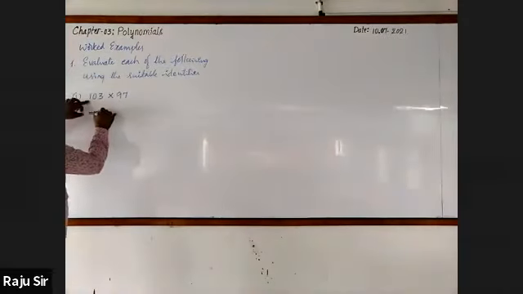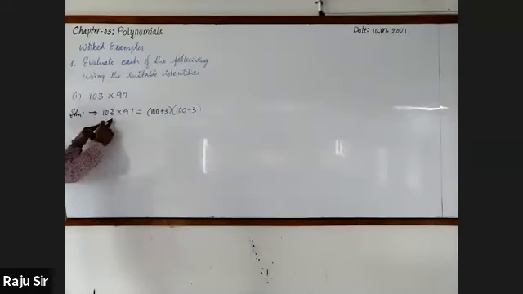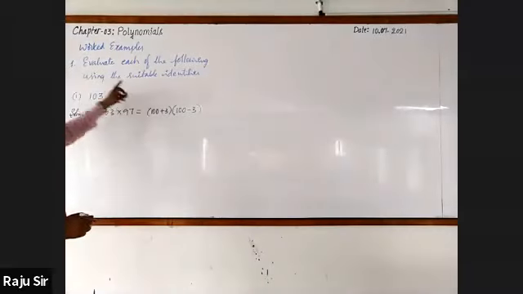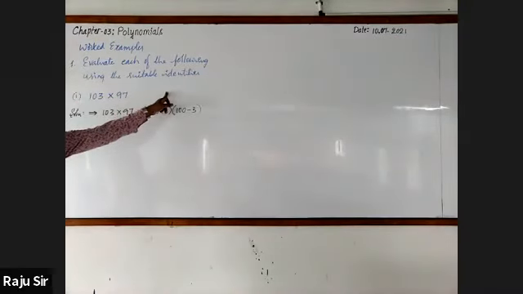So it is to be written as 103 into 97, that is, 100 plus 3 into 100 minus 3. Note this statement very well. And it has been given that we use the suitable identity.